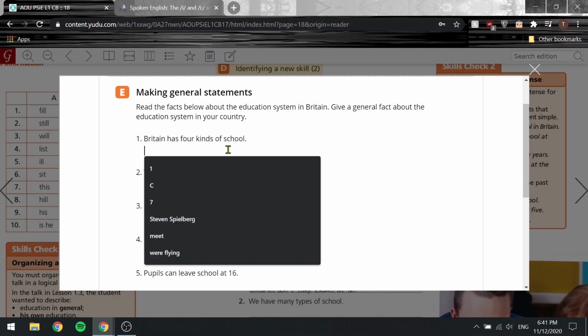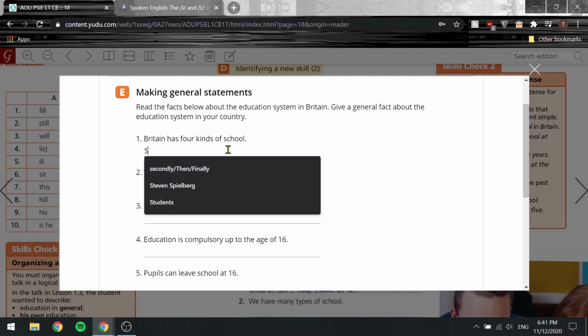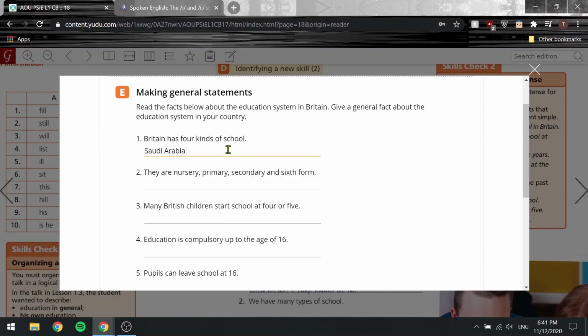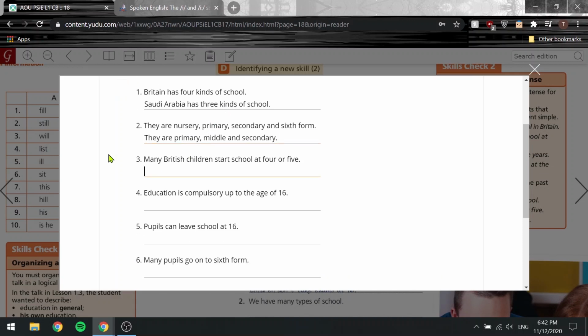So, for example, we have Britain has 4 kinds of school. My own, I'll say Saudi Arabia has, I'll say 3. Yeah, has 3 kinds of school. They are nursery, primary, secondary, and sixth form. For my own, I'll say they are primary, and then I'll say middle and secondary. Okay. 3. Many British children start school at 4 or 5.